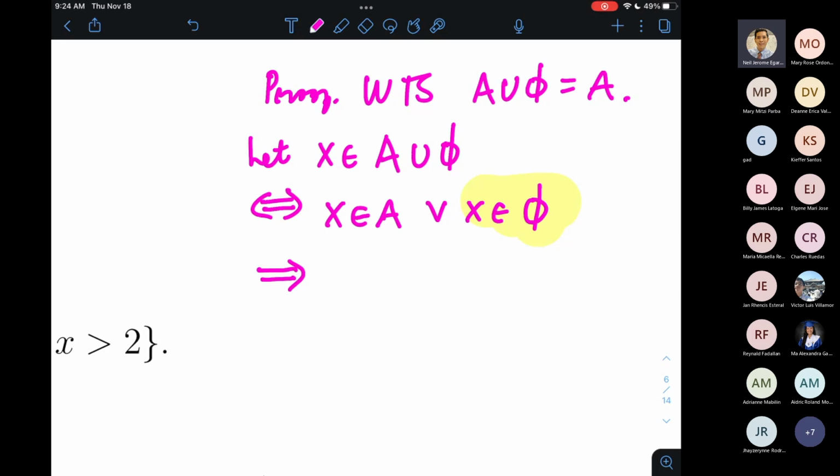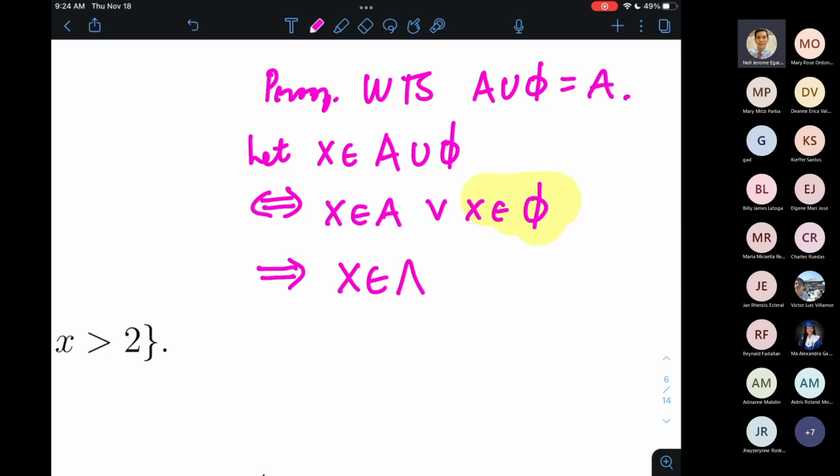Disjunctive syllogism po. You'll get X is an element of A. Okay, thank you, Daniel. Yeah, that's right. By disjunctive syllogism, we know that the second disjunct is false. Para maging true yung disjunction, dapat totoo yung una kasi false na yung pangalawa. So, but again, this is a rule of inference. So one way lamang yung conclusion ng disjunctive syllogism.